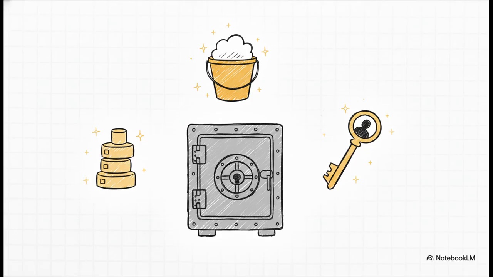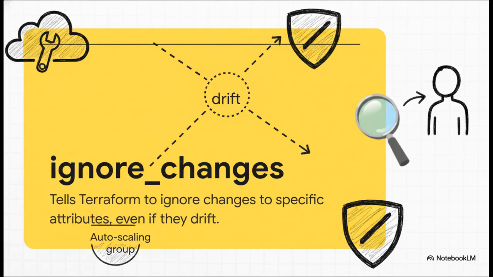We're talking production databases, those S3 buckets with the irreplaceable data, maybe some critical IAM roles that if you deleted them, you'd lock everyone out. The really important stuff. Now for our final tool, ignore changes. This solves a totally different kind of problem called configuration drift.